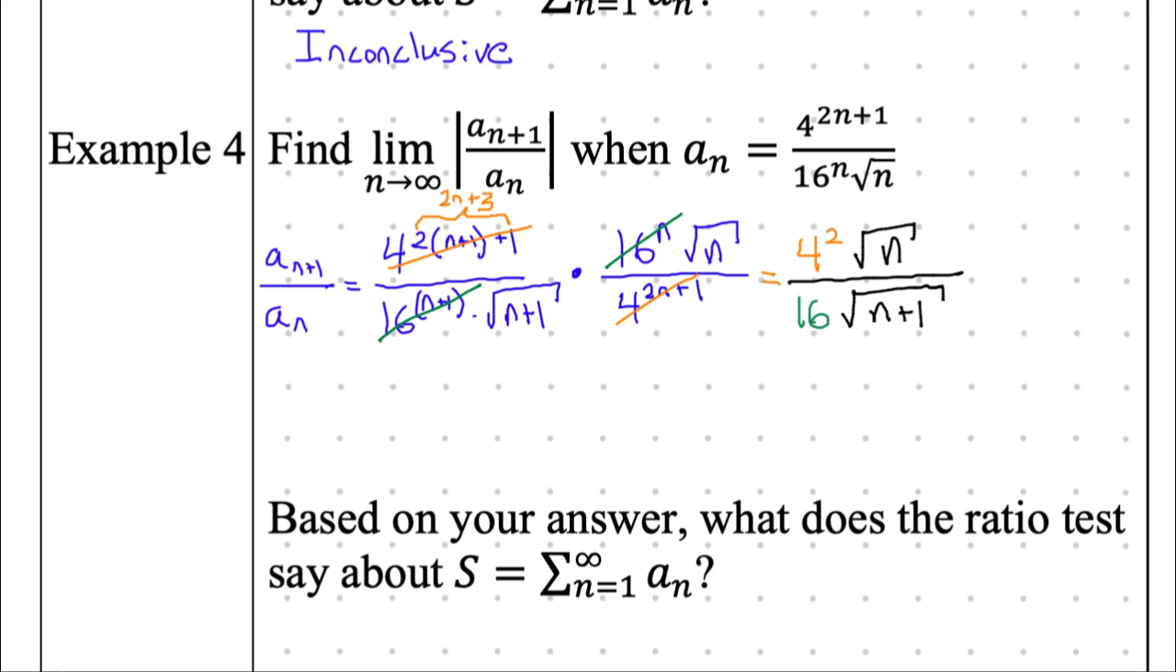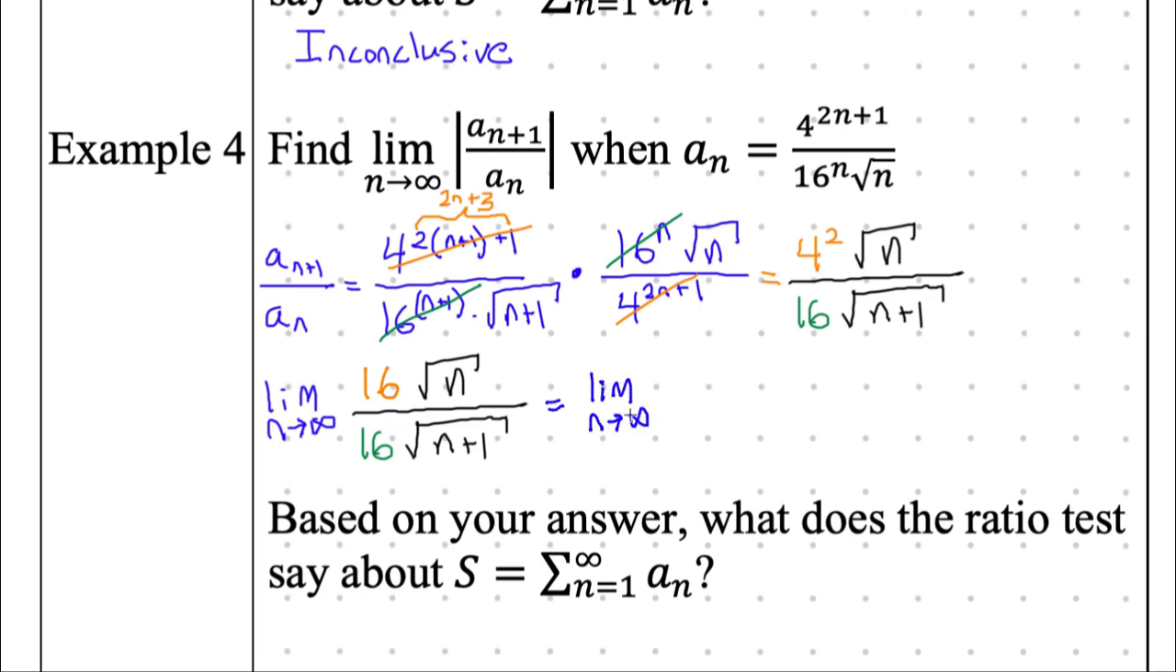That's as far as I can go. Now to take its limit. What is the limit as n approaches infinity of this thing? I'm just going to copy paste it. I can also simplify a little bit, because 4 squared, we know that's 16. So I'll come back here and say that's 16. And then 16 over 16 cancel each other out. So I'm really left with the limit as n approaches infinity of just the square root of n all over the square root of n plus 1.